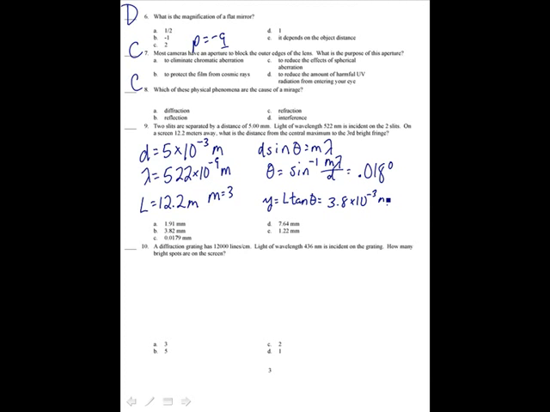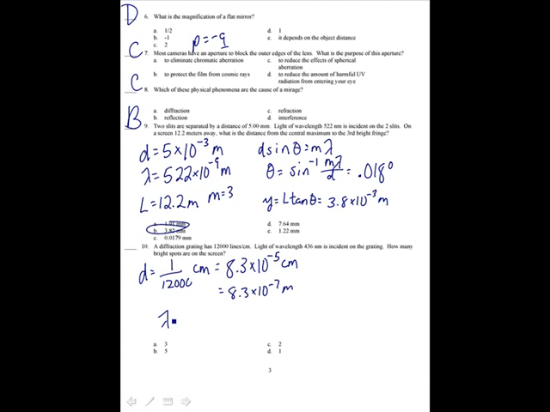That is 3.8 millimeters, so that is B. The diffraction grating has 12,000 lines per centimeter. That means if I want to find d, I take the inverse of that, and that's going to be in centimeters. That gives me 8.33 times 10 to the minus 5 centimeters, which is 8.3 times 10 to the minus 7 meters.